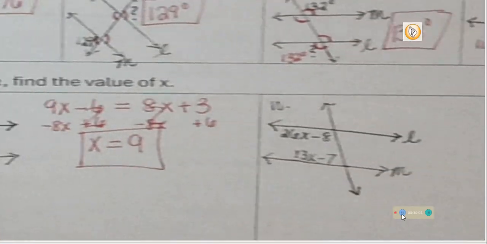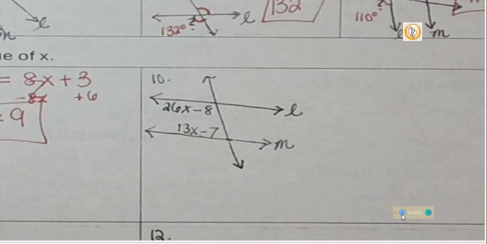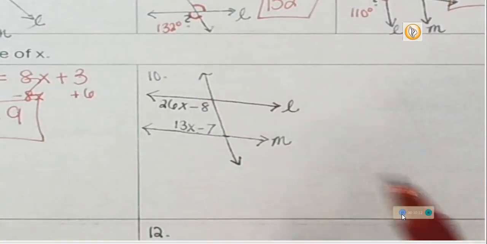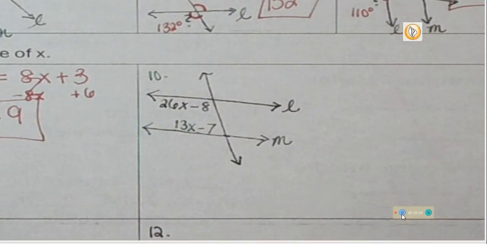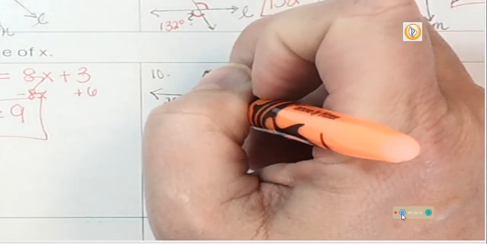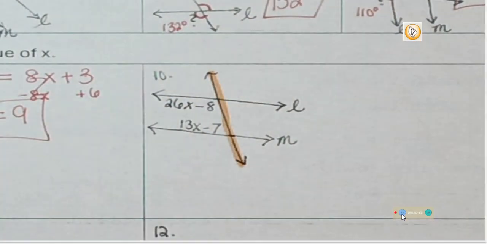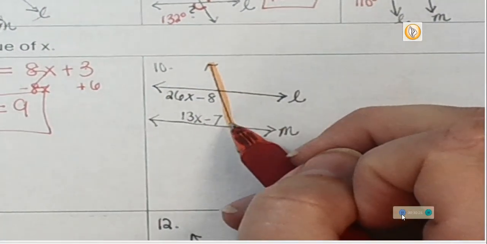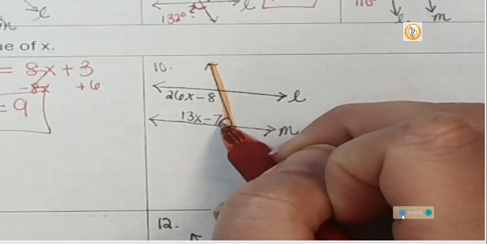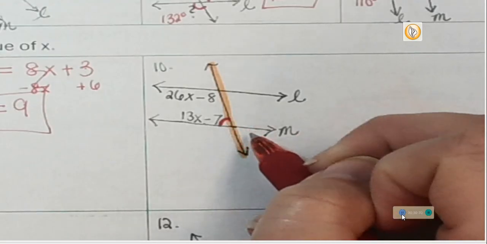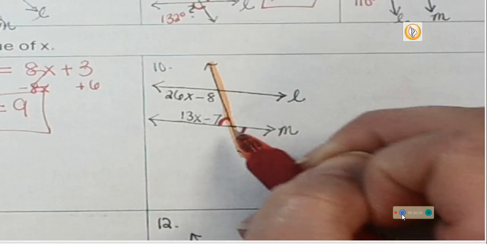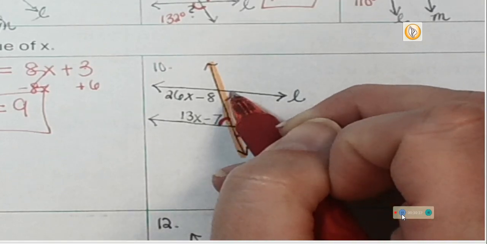All right, number 10. I'm going to identify my parallel lines. These are parallel. This is my transversal. If it helps you make sure you're going across the transversal, you can absolutely color that transversal. If you don't need it, that's fine. Here's what I did. I started with 13x minus 7. This angle, I'm going to zigzag across that transversal. It's equal to its vertical. So zigzag, zigzag.